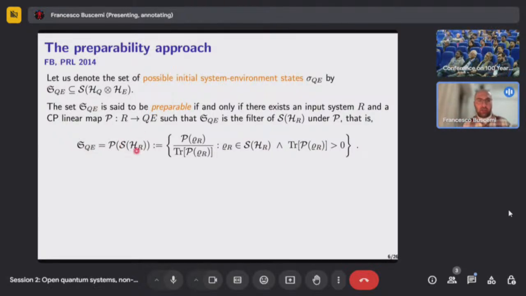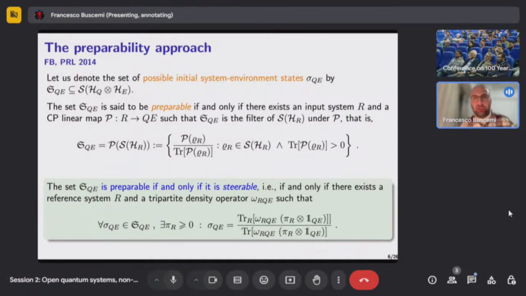So let's start from the assumption that the set of initial correlations is preparable in this sense. Okay, so that there is a pump system, a raw resource system R, that when it's filtered through this completely positive map P, gives you states in S_QE. And of course, for each state in S_QE, there exists a state of the pump that gives rise to that state with a non-zero probability.